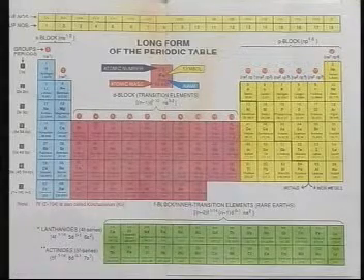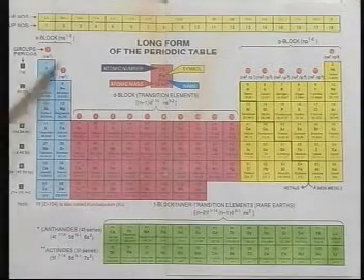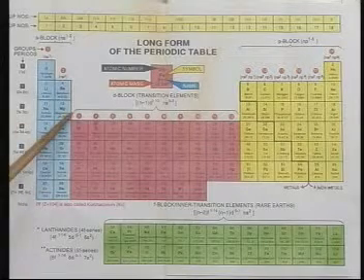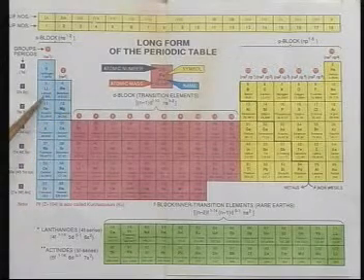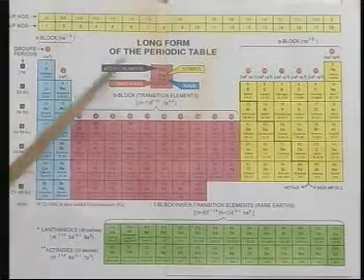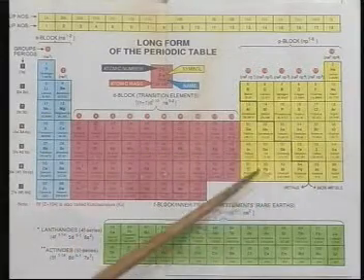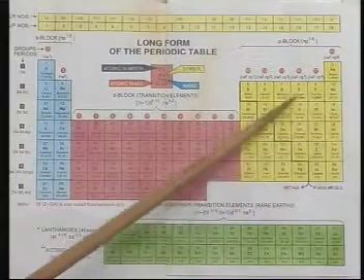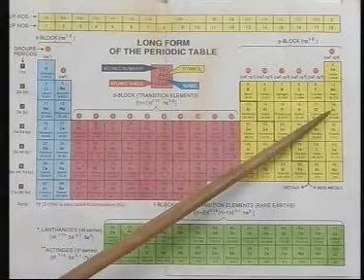D and F block elements. We have seen the S block elements where the 2 electrons are filling up the s orbitals. We have also looked at groups 13 to 18 where the p orbitals are being filled up.